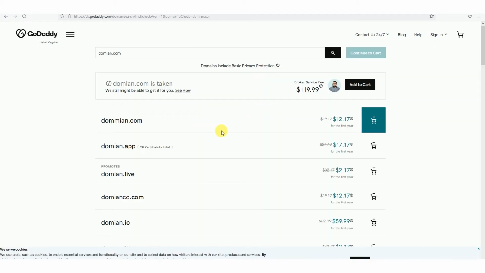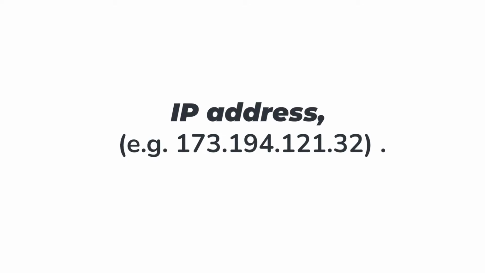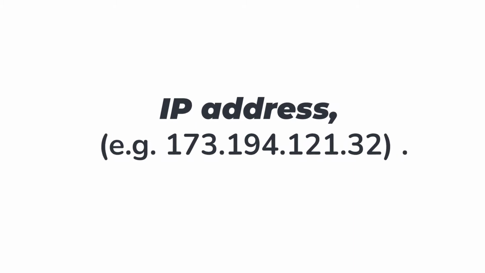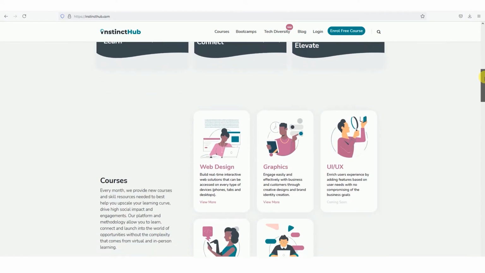What you need to just bear in mind is that a domain name doesn't do anything by itself until you connect it to a server, until you connect it to an IP address. So instead of people visiting those IP addresses, whenever they visit, they can visit with your domain name. Under the hood, that domain will route them to the IP address you connected to it. And that's why when you visit a website like instincthub.com, all you will see is content from InstinctHub.